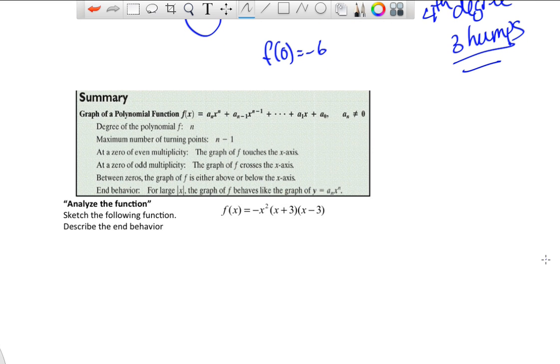Alright, so here's a summary of the things that we've talked about. The degree of the polynomial is the largest exponent. The maximum number of turning points is n minus 1, so at 5th degree you could have 4. Even multiplicities touch, odd cross the x-axis. Between zeros you have to either be above or below, and I'm going to go over that, but hopefully that makes sense. And then end behavior says, if you want to know what happens when x is really large, either negative or positive, just look only at the first term. So based on all this, we should now be able to analyze that function.